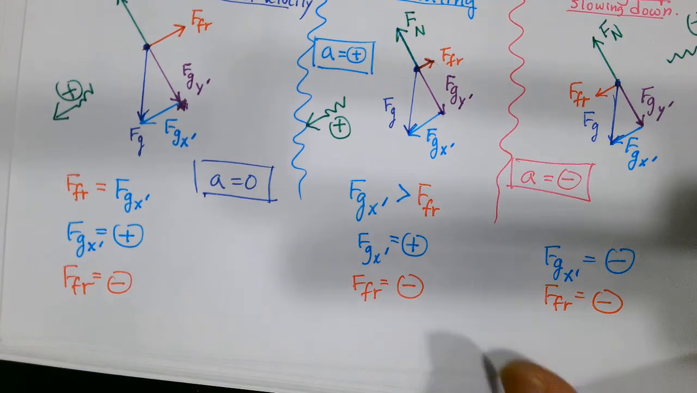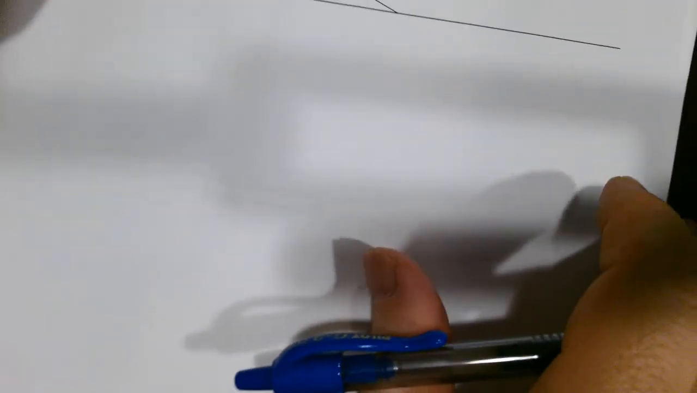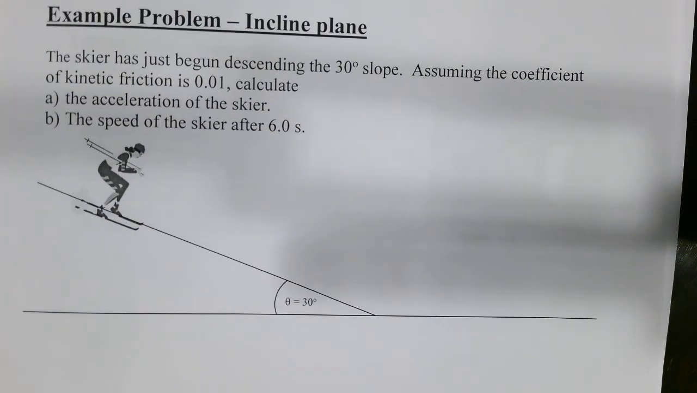Now let's take a look at an example problem that deals with this inclined plane. So here, a skier has just begun descending the 30-degree slope, assuming the coefficient of kinetic friction is 0.01.